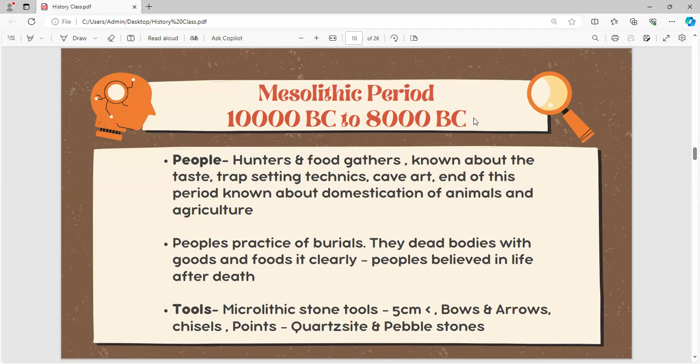People used microlithic stone tools. The tool size was a minimum, up to 5 centimeters, not more than 5 centimeters, and they also used bows and arrows, chisels, and points. These stone tools were made of quartzite and pebble stones.